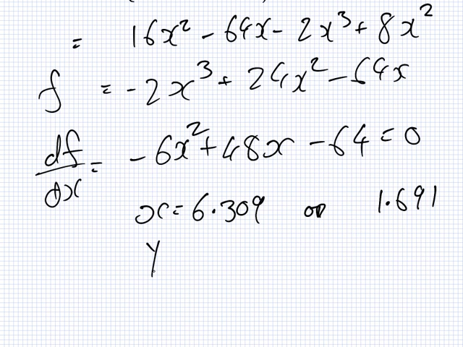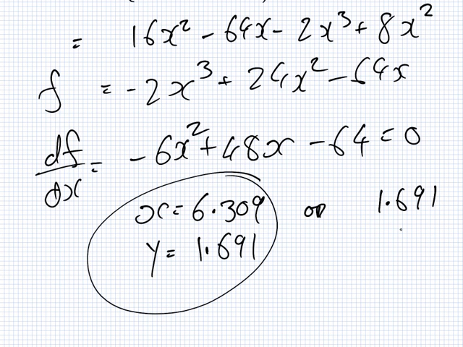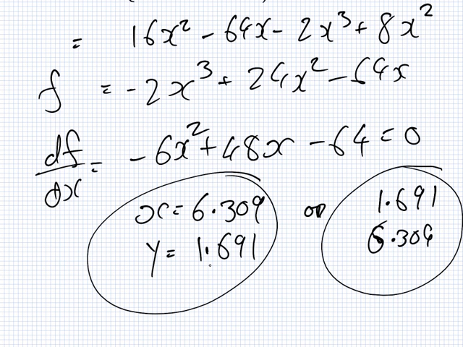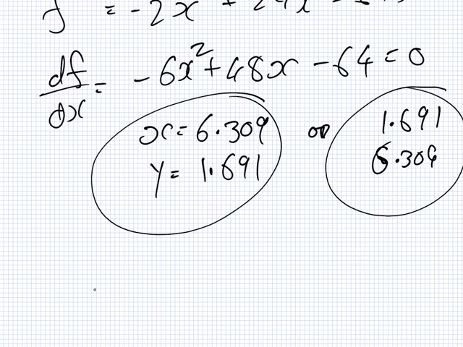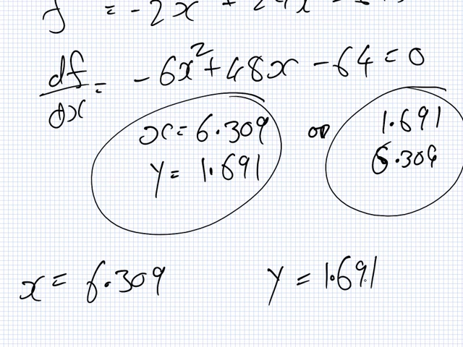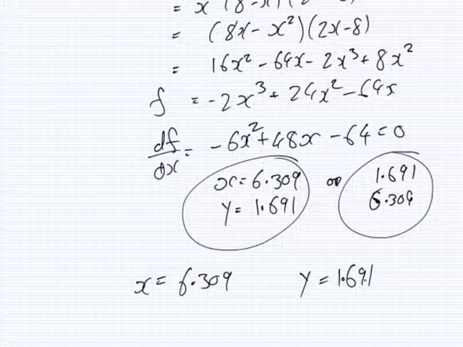So y equals 1.691 or y equals 6.309. So actually when you think about it, you're saying that the two answers are this number and this number, or the other way around, but of course that's really the same thing. So the answer is 6.309 for x or for y, and then y equals 1.691, or the other way around is fine. Now we need to check that it's a maximum though, because maybe this was the minimum.